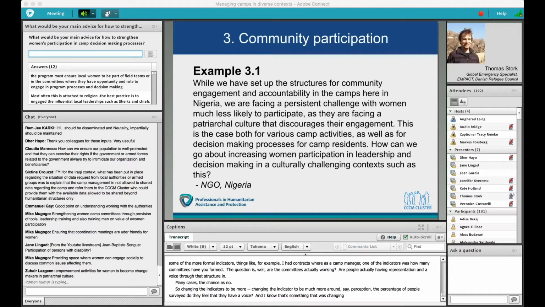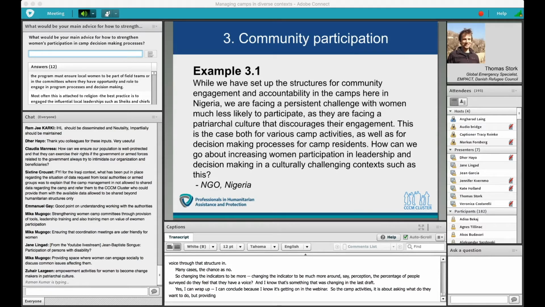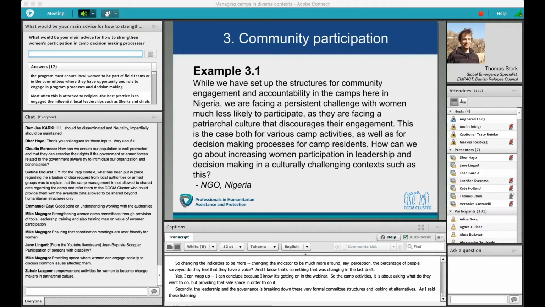But yeah, I can wrap up. I can conclude, because I know it is getting on in the webinar. For the camp activities, it is about asking what do they want to do, but providing that safe space in order to do it. Secondly, for leadership and governance, it is breaking down these very formal committee structures and looking at alternatives. As I said, these listening groups, then followed by discussions.